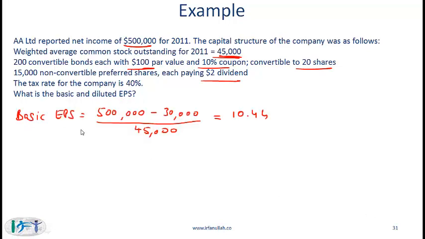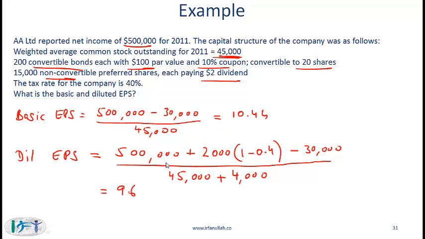The basic EPS is straightforward. It's the net income minus preferred dividend divided by the weighted average number of shares outstanding, and that is 10.44. The diluted EPS is a little more complicated. So we need to look at the income available to common shareholders, assuming that the convertible bonds are converted. Note that the preferred shares here now are non-convertible.